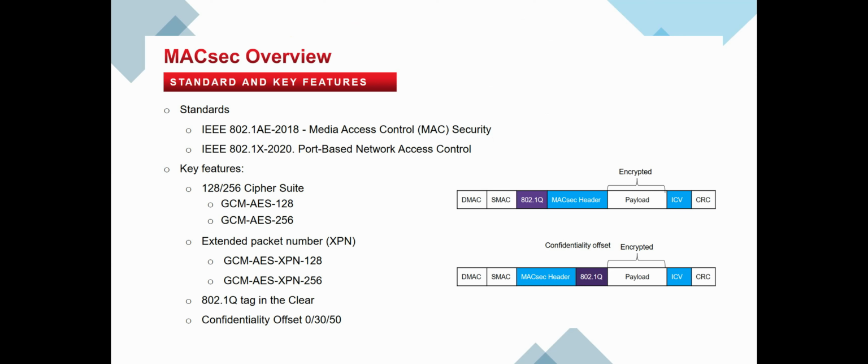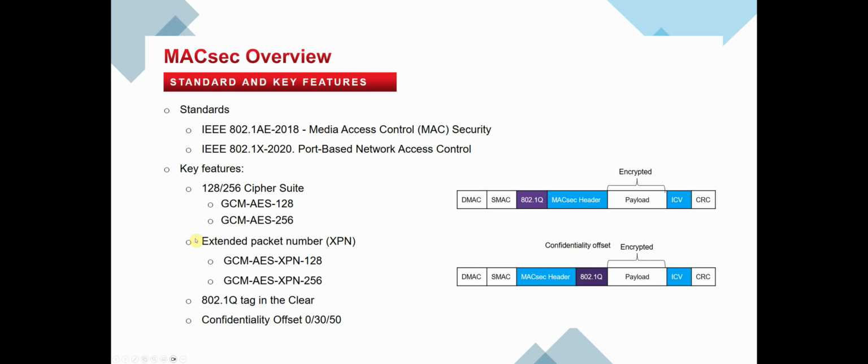MACSec is based on two IEEE standards: 802.1AE 2018 for media access control MACSec security, and 802.1X 2020, which is port-based network access control. Again, 802.1x is not part of Keysight's offering right now. And you can see here the two cipher suites that we support are 128 and 256, and the extended one, the extended packet number with XPN.